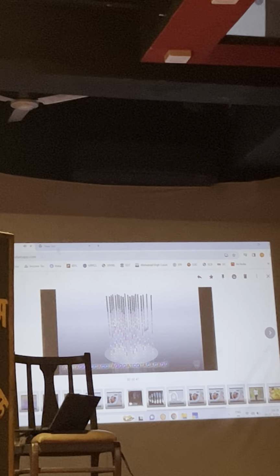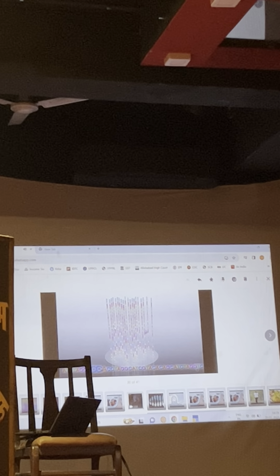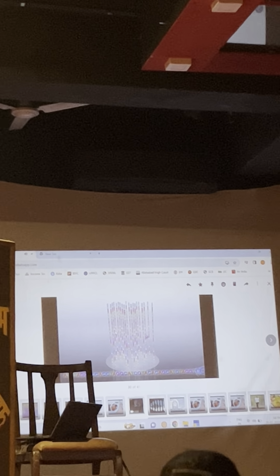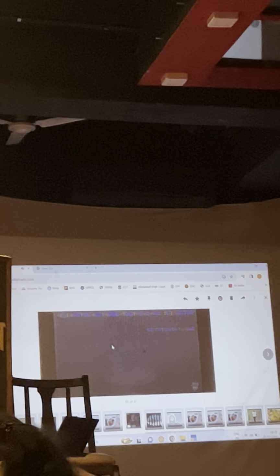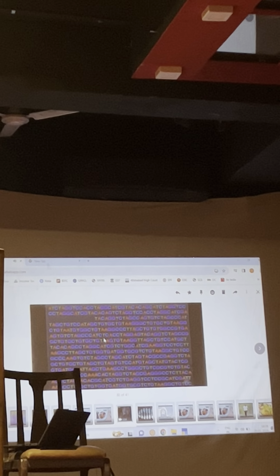Special sensors within the machine detect the different colored tags. This sequence of colors reveals the DNA sequence of each fragment. Powerful computers piece together these individual DNA fragments and reveal the sequence of DNA.